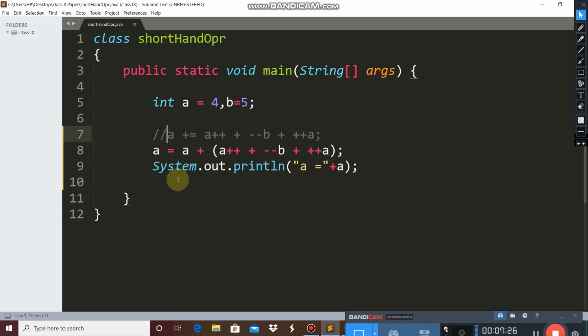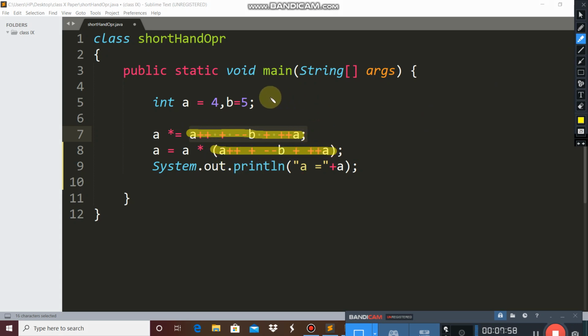One more thing, children. Suppose you want to use asterisk equals to. Then this plus will get replaced by this asterisk. The meaning of a compound assignment operator is that first this expression will get evaluated, then the result of this will get multiplied with the initial value of a, and then the result will be printed on the screen. So let us see that.